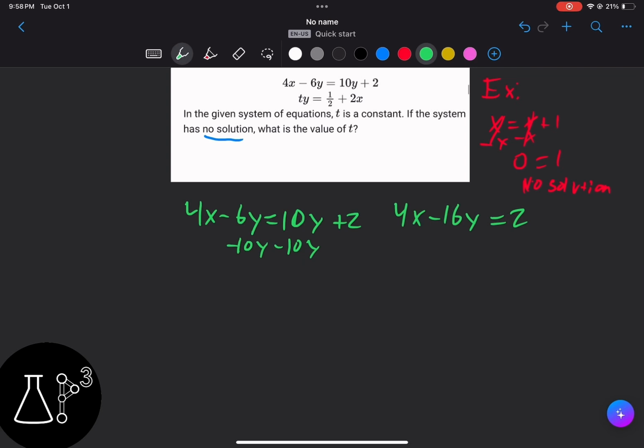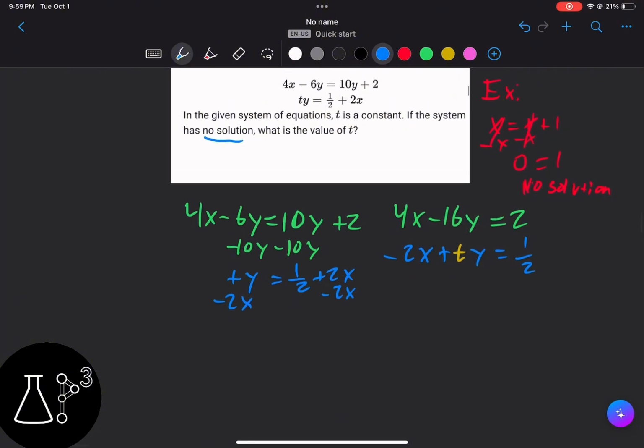And then for the other equation, we have ty, where t is the value we're looking for, equals 1/2 plus 2x. So we want to move the x to the left side, so subtract 2x on both sides. We get negative 2x plus ty equals 1/2. I'm going to make t yellow so you don't get confused between the addition sign and the t. So the equations that we have now, once we subtracted and added, are on this side over here. Let's take it out now. Now I'm going to erase the other side.